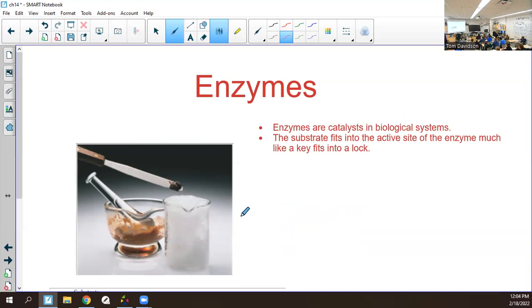The substrate fits into the active site on the enzyme, much like a key fits into a lock. By design, an enzyme is there just to catalyze one out of millions of reactions that go on in your body. It will just be there until the right puzzle piece comes along. They enter, they lock, and then they break apart into their new products. That's a biology thing. It's actually pretty interesting.